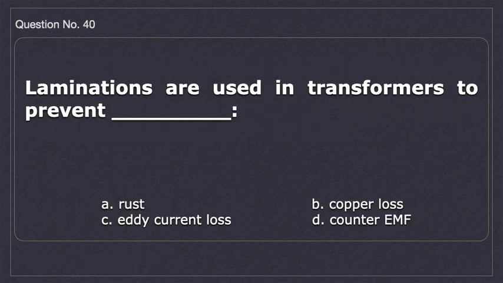Question number 40. Laminations are used in transformers to prevent blank. A. Rust. B. Copper loss. C. Eddy current loss. D. Counter EMF. Answer, C. Eddy current loss.